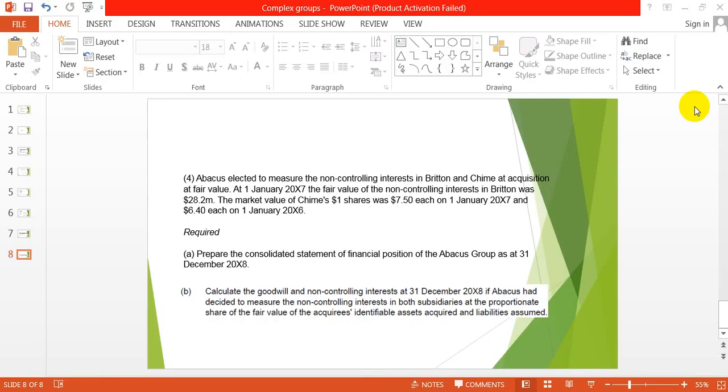We continue with the second part of the question, complex groups. Calculate the goodwill and non-controlling interest at 31st December 2008 if Abacus had decided to measure the non-controlling interest in both subsidiaries at the proportionate share of the fair value of the acquirees' identifiable assets acquired and liabilities assumed.